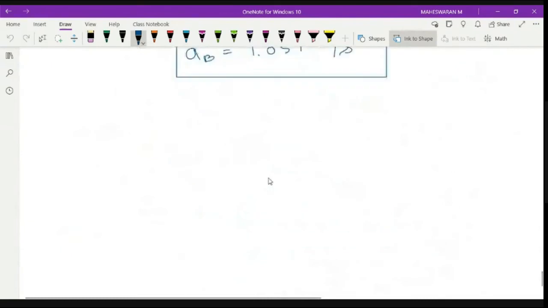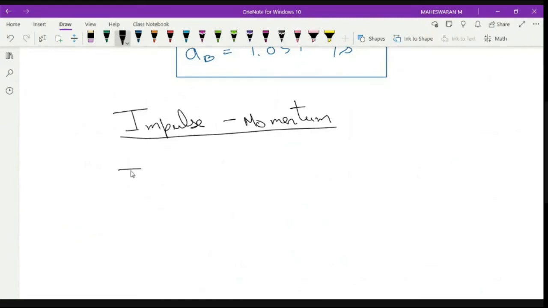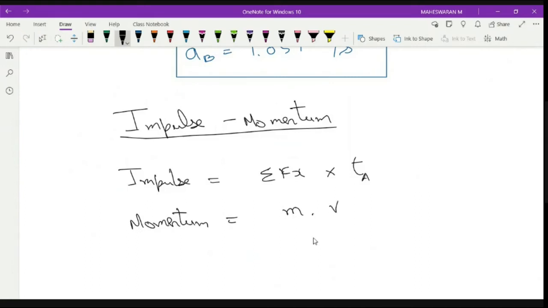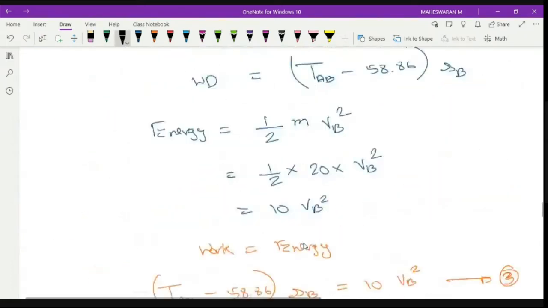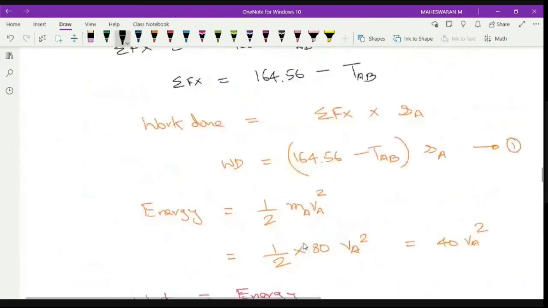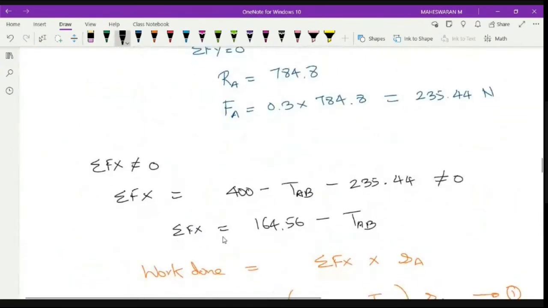Okay, so we will go for the next method, which is impulse momentum, right? So what is my impulse? Impulse is sigma Fx into t, the time taken. So TA means TA, TB means TB, whatever it is. And what is momentum? It is mass into velocity, right? Other things are all the same. So we already identified what is sigma Fx. I'm not going to repeat it again, right? Sigma Fx we already know. This is what we apply, right?